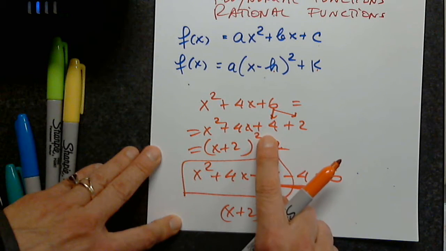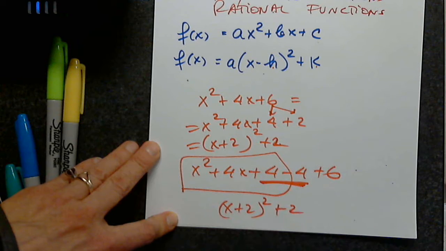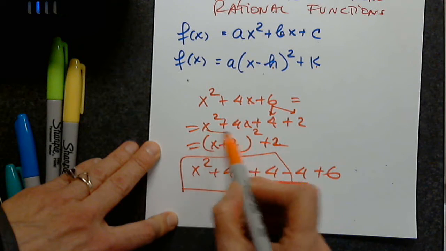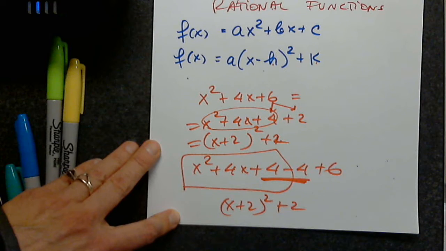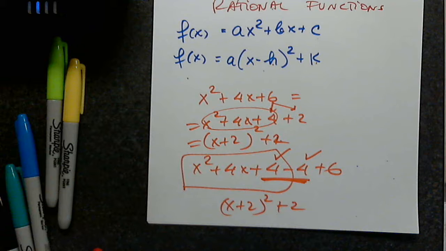I needed a 4, so I can split 6 into 4 plus 2. Now this portion is x plus 2 squared, and this one stays. Or you say I'm adding and subtracting 4, which is adding 0. So instead of adding 4 to both sides, I have to do this because there is no other side. This is not an equation.